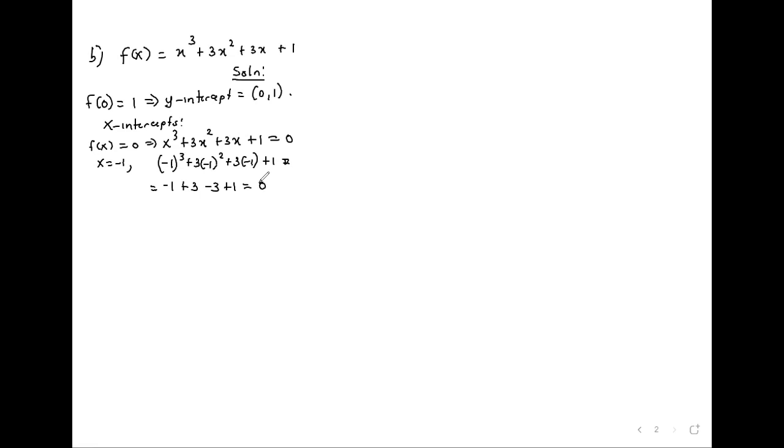What does it mean? It means that we can now use synthetic division with -1 as our factor, and then 1, 3, 3, 1. Then 1 down. -1 times 1, -1. So that's 3 plus -1... we are getting the coefficients of the original polynomial.